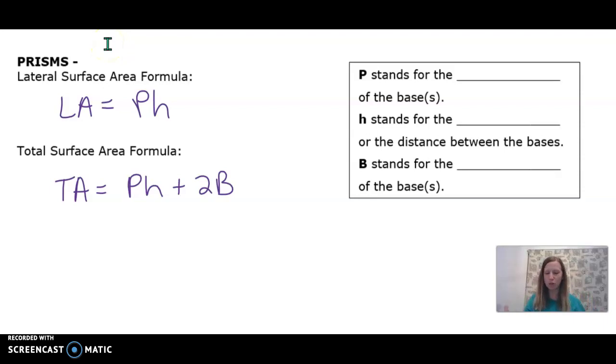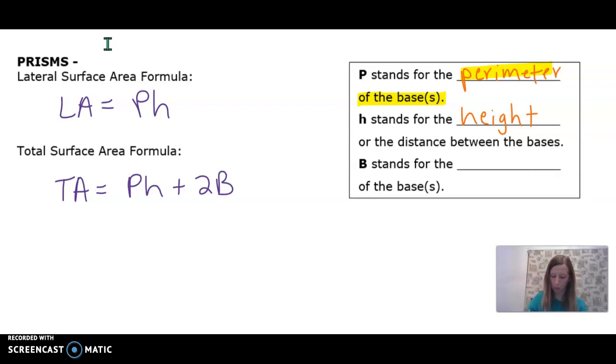So let's talk about what the letters mean. The P in the formula stands for perimeter, but not just perimeter, perimeter of the base. You don't need to multiply it times 2 because there's two bases. Just find the perimeter of one of the bases, okay? The H, of course, stands for exactly what you're thinking it stands for, the height. Now, I think of height in a little bit different of a way, and I'm going to explain that now.